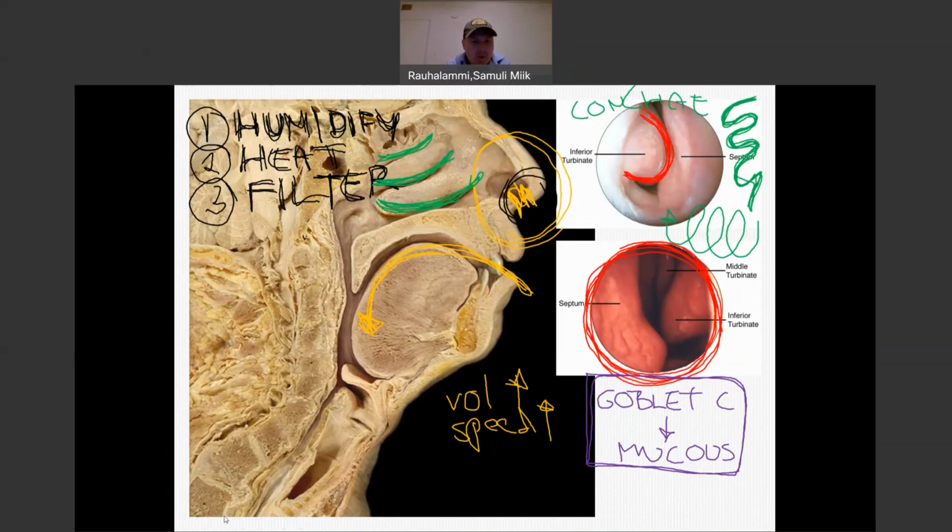Another structure that I want to point out from this diagram, just simply because we didn't really get to talk about it a lot, I mentioned it, but I never showed a good example, is here at the back of the nasal cavity. What we can see here is an opening of the auditory tube. So this tube connects to our inner ear.